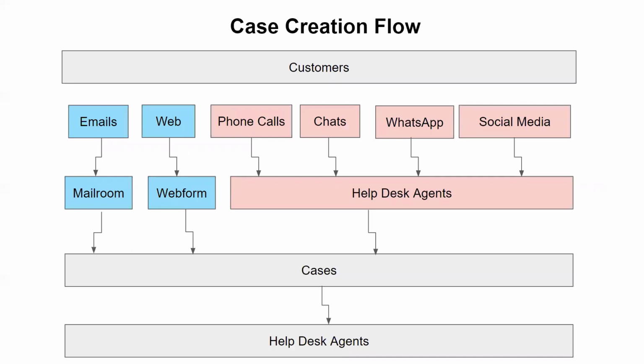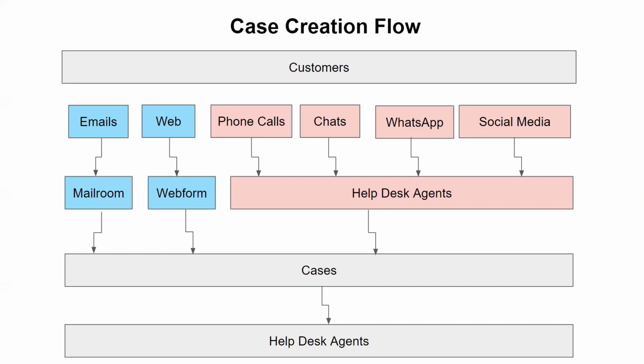So in this next slide, I want to highlight how cases are created in the CRM and the overall flow of this process. So as the diagram points out, all cases start with a customer and the channel that they reach out through. So the blue boxes denote cases that are created automatically, and the red boxes denote cases that are created manually. So we can see in the two blue boxes that email sent to your support email address can be automatically forwarded to Mailroom, which will create a case automatically, and web forms, once filled out and submitted, can create cases as well.